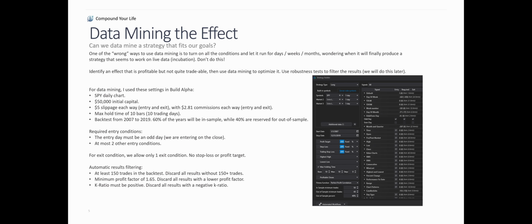So what I've used here is I've set the strategy type to long only. It's on the SPY daily chart. And then the only parameters that I've set, besides what you see on the left, which are like 50,000 initial capital, some amount of slippage, some amount of commission. The main one here is that there's a max hold time I've set of 10 bars, which is 10 trading days. That's basically half a month if you think about it. 5 trading days in a week, so 10 trading days is 2 weeks. We don't want to hold longer than 2 weeks or half a month, because at that point we're starting to become less of a trading strategy and more of an investment strategy.